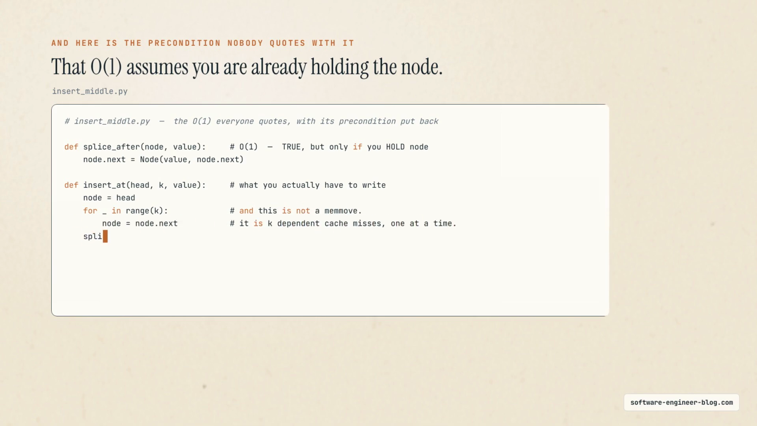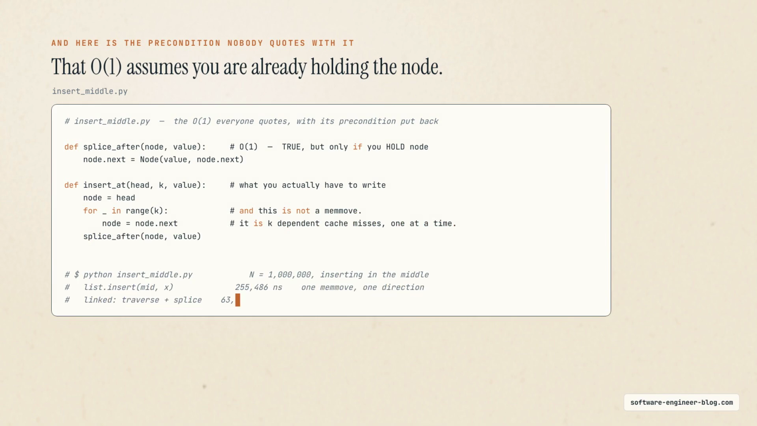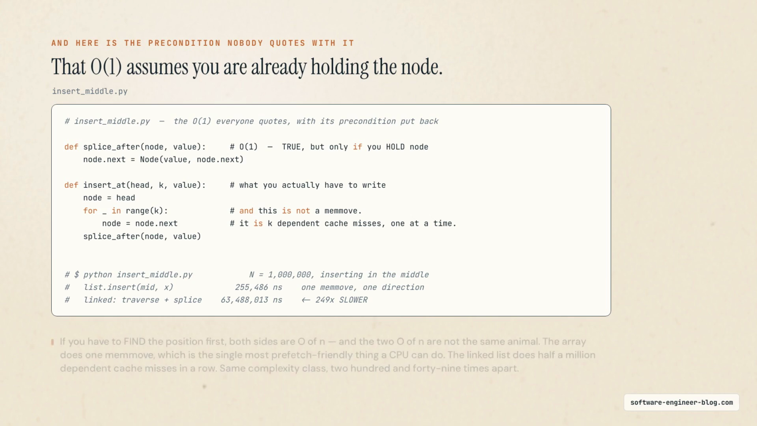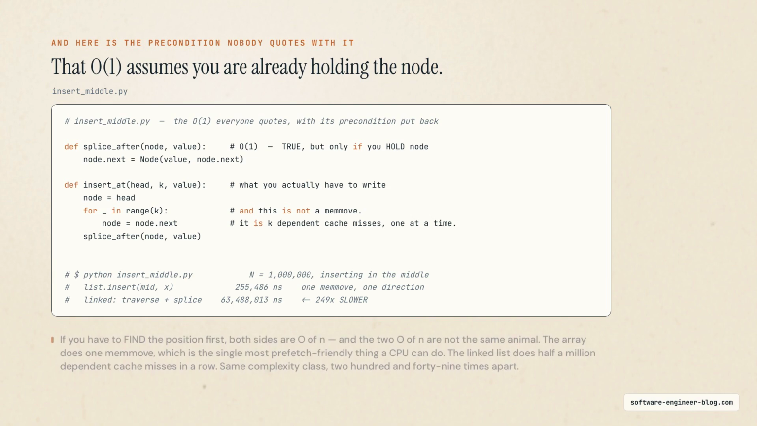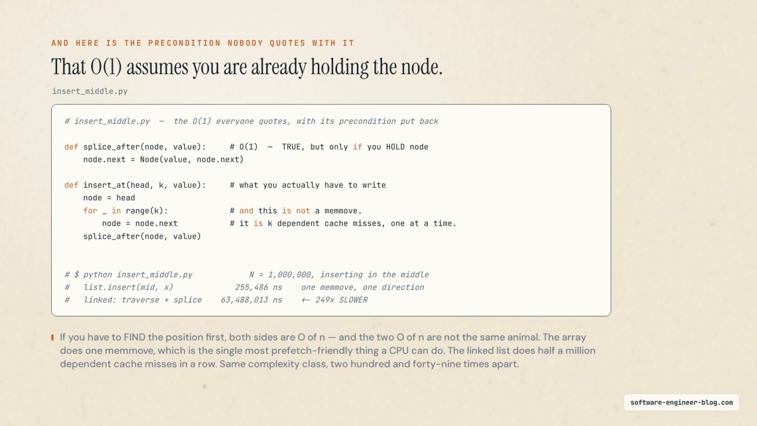The array does one memmove, which is one straight sweep through memory, and that is the most prefetch-friendly thing a CPU can do. The linked list does 500,000 dependent cache misses, one after another, each waiting for the last. So measured, inserting into the middle of 1,000,000 elements, the array takes 255 microseconds. The linked list takes 63 milliseconds. Same complexity class, 249 times apart. The famous O(1) is real, but it is a statement about the splice, not about getting there.